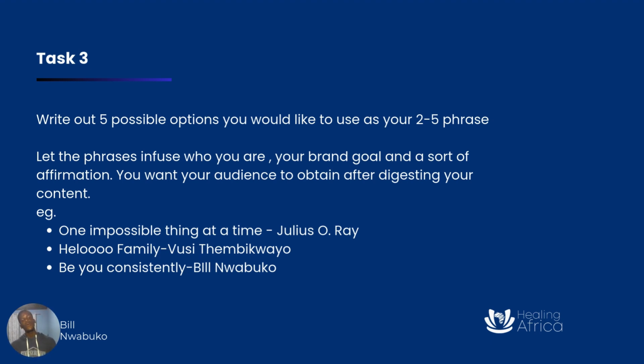And then one person I always follow, Fusi Temboquayo, whenever he's about to start a podcast, he'd say, "Hello, family." That's a very cool thing he usually does, and he has connected with a lot of people. Once you hear that, you know it is coming from Fusi. When somebody says "one impossible thing at a time," the first thing you think about is Julius. And for me, my own catchphrase is "Be you consistently."